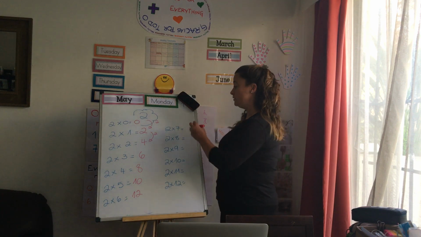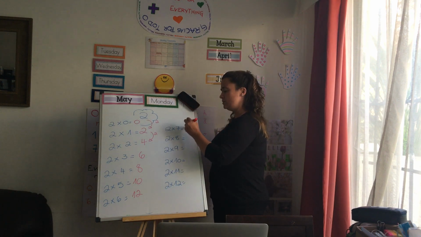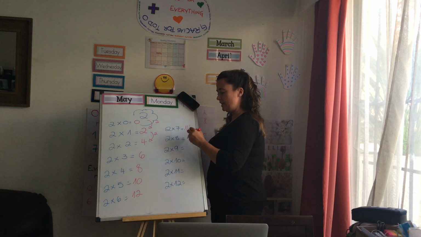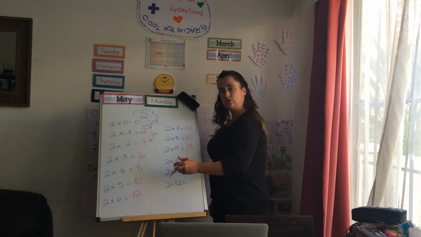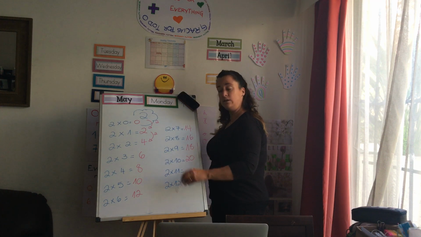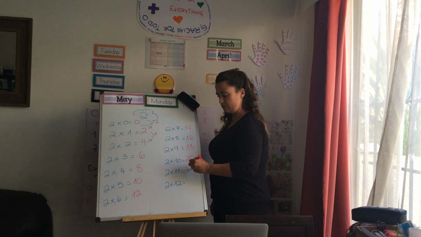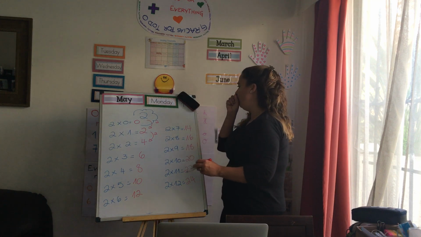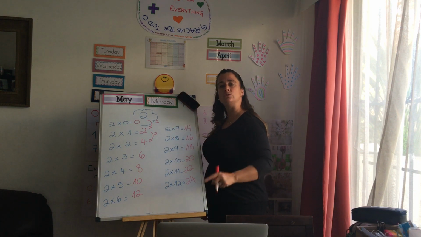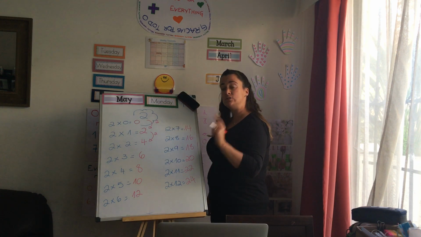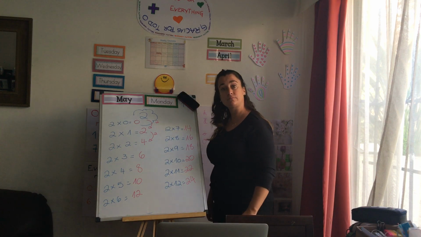2 times 7, 14. Good job. 2 times 8, 16. 2 times 9, 18. 2 times 10, 20. 2 times 11, 22. And 2 times 12, 24. There is a pattern. 2, 2, 2, 2, 2. I add 2 to the number.